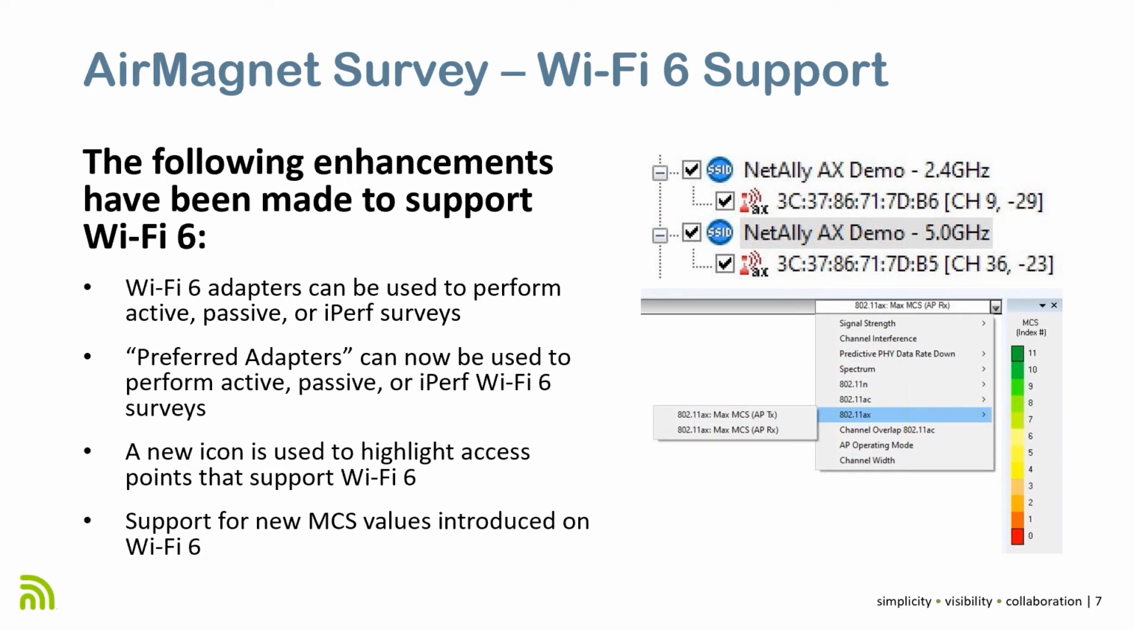Of course, something that you may have noticed here on the screen is that now there's a new icon for Wi-Fi 6 or AX. So you'll be able to identify if an access point supports Wi-Fi 6 or not. You will also see the new modulation and coding scheme values, or MCS values. So you'll be able to see MCS 10 and MCS 11, and if the access points on your network have those capabilities or support those higher modulation and coding schemes.